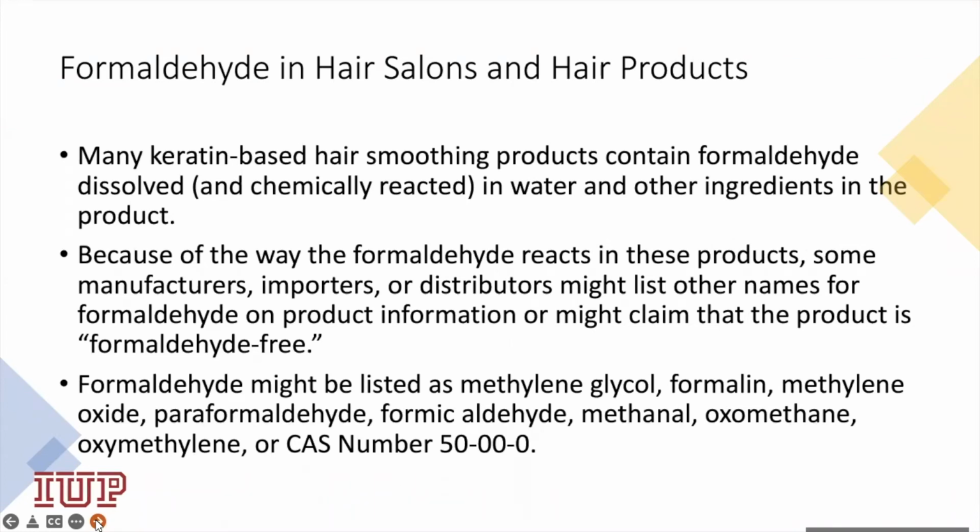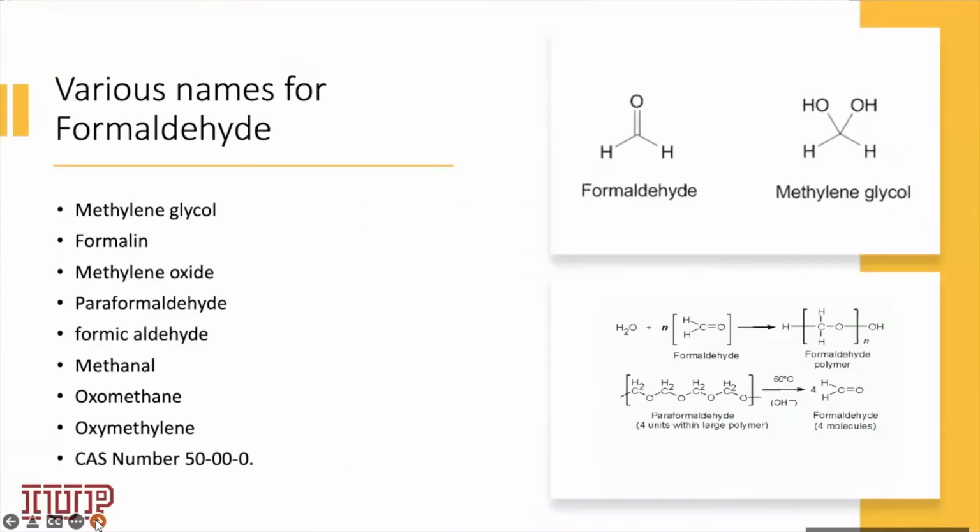Many keratin-based hair smoothing products contain formaldehyde, which is dissolved and chemically reacted in water with other ingredients in the product. Because of the way formaldehyde reacts in these products, some manufacturers, importers, or distributors might list other names for formaldehyde on the product information, or might claim that the product is actually formaldehyde free. Formaldehyde might be listed as methylene glycol, formalin, methylene oxide, paraformaldehyde, formic aldehyde, methanal, oxymethylene, or CAS number 50-00-0. So there are various names for formaldehyde.